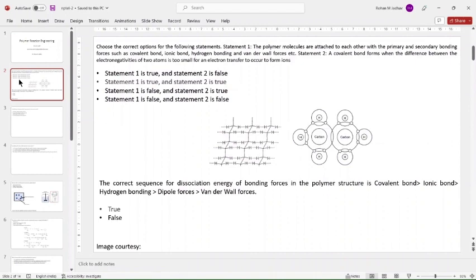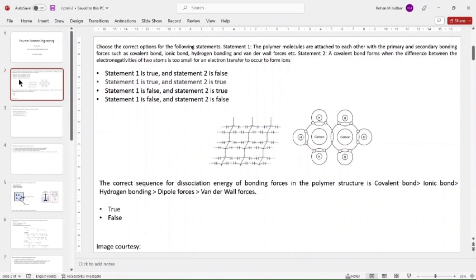The polymer molecules are attached to each other with primary and secondary bonding forces, such as covalent bond, ionic bond, hydrogen bonding, and van der Waals forces. And statement 2 is: covalent bond forms when the difference between the electronegativities of two atoms is too small for an electron transfer to occur. So, which one of these is true or false? Can you tell me?